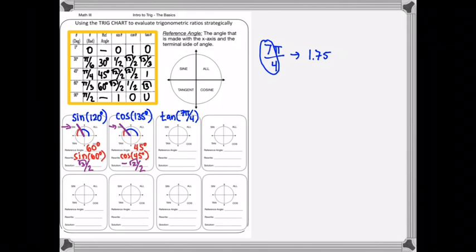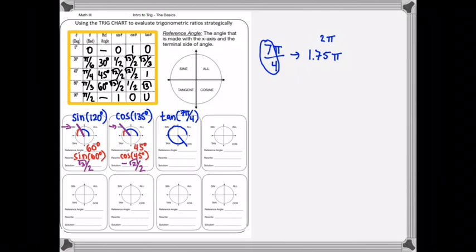So a way that we could look at it is that there's 1.75 and there are 2 pi radians in one whole circle, so we could go 1, and then 0.75 is about 75% of the way there, and that gives us the angle that the terminal side is measuring.